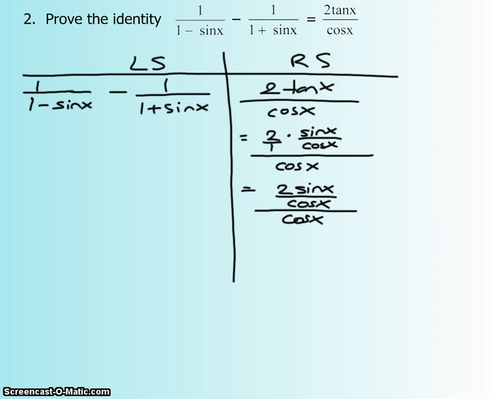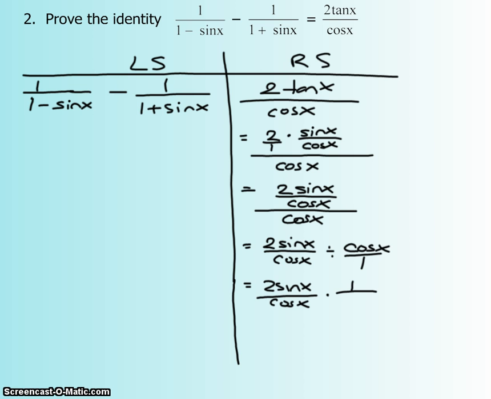Alright, I'm going to extend this. I'll probably need a little bit more room. Equals 2 sine x over cos x, and I'm just going to split up the fraction now, divided by cos x, which is over 1, so we can flip it, and then it'll become a multiply. Now those two coses don't cancel out because they're both on the bottom, and that's going to make the 2 sine x over cos squared x.